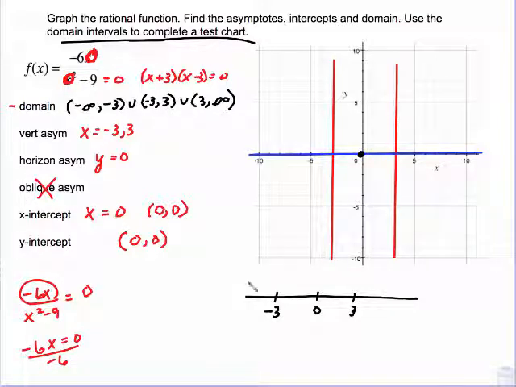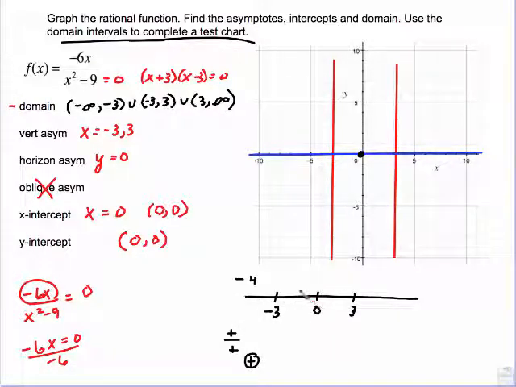So a value over here to the left of -3 would be something like -4. If I were to put that back into the original equation, let's erase this. If I were to put -4 into the top, -6 times -4 is a positive. Put -4 into the bottom, that would be 16 minus 9, which is a positive. A positive divided by a positive is a positive. So this region is positive.